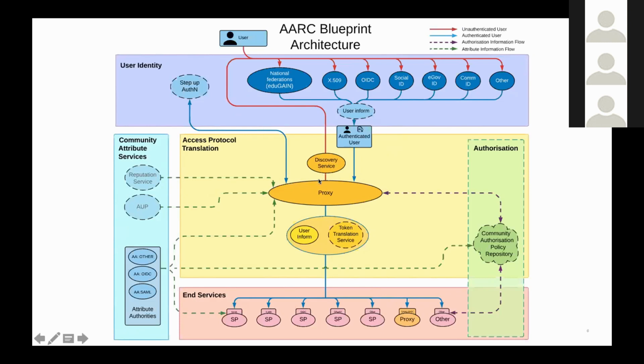Now, of course, this layer plays a prominent role in the architecture since this is where the proxy resides. And finally, there is the authorization layer, which contains elements for controlling the different ways that users can access services and resources. David will give more details about the internals of the authorization layer later on. And then finally, we have the end services layer, which contains the external services that interact with the other elements of the AAI.